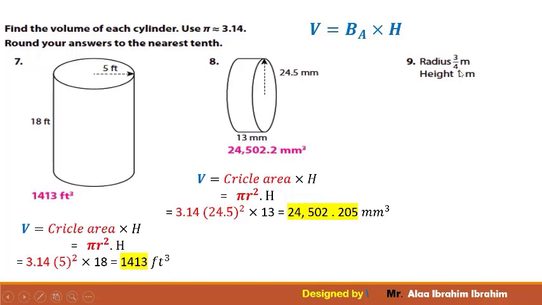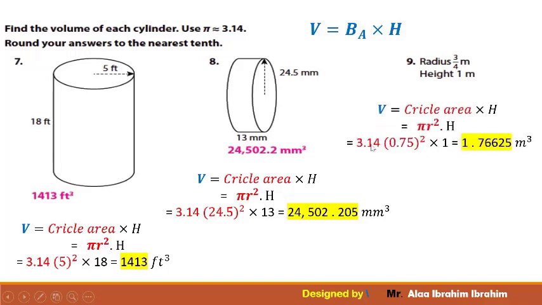Radius 3 over 4, I can write it as 0.75. My height is 1. So I'm ready. I change πr² times height, with 3.14. I can write it as 3 over 4 with power 2, but put it between brackets. Remember, put it between brackets if you're dealing with a calculator. Everything with power 2, put it between brackets to be on the safe side. So multiply by height 1. So this is my result. This 6 is rounded up, gives 1 to 7, becomes 1.8.